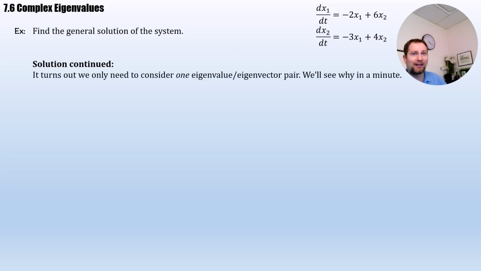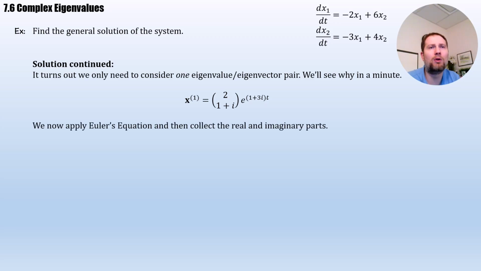So, in fact, like I said, we're only going to need one of them. We're going to use the first one that we found in blue. And you'll see why in a minute. There's an argument we can make about linear independence here. And we're going to pull a very similar trick that we've done before with this part right here, this e to the 1 plus 3i times t. Remember how we resolved that? We used Euler's equation. Back when we were in chapter 3 doing second order differential equations, we did this. We're going to do it again right now.